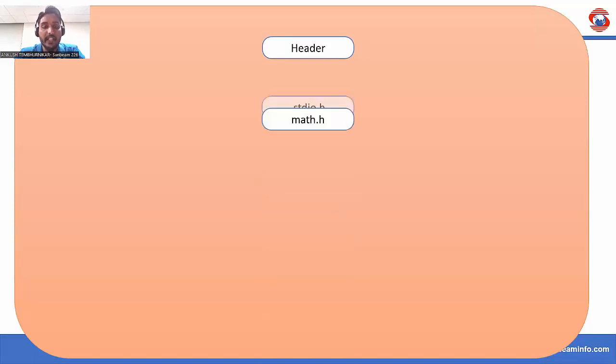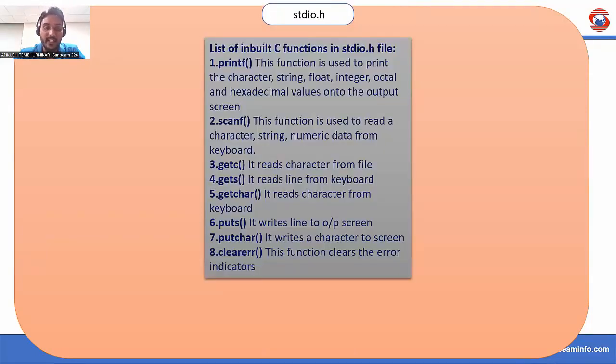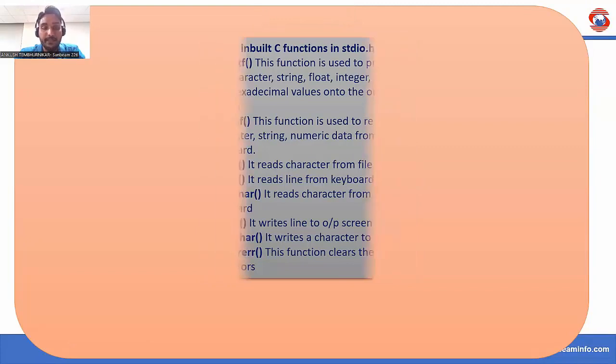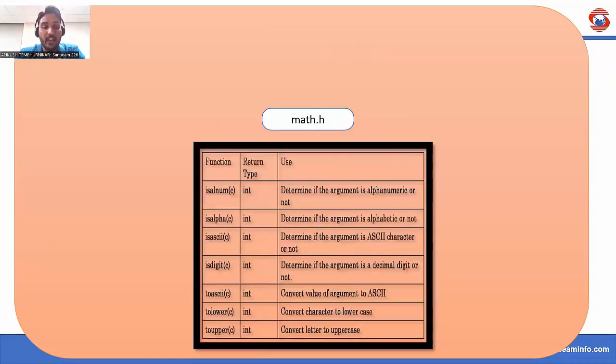For example, stdio.h and math.h, etc. In stdio.h, we have declarations for printf, scanf, etc. for reading and writing the data. And if you want to use these functions, then you definitely need to include the header file, that is stdio.h. Similarly, in math.h, we have all the mathematical function declarations like finding the power or square root of a number. Again, if you want to use these functions, you should include the math.h header file.